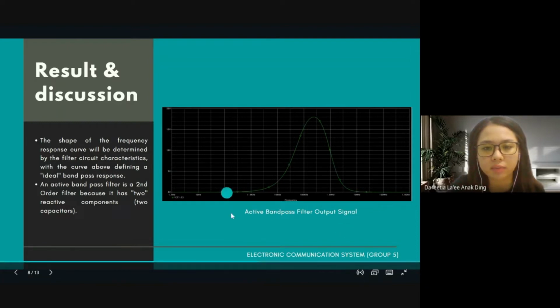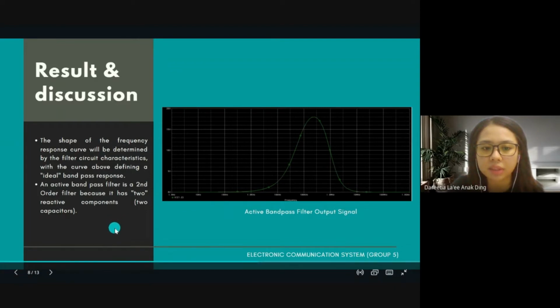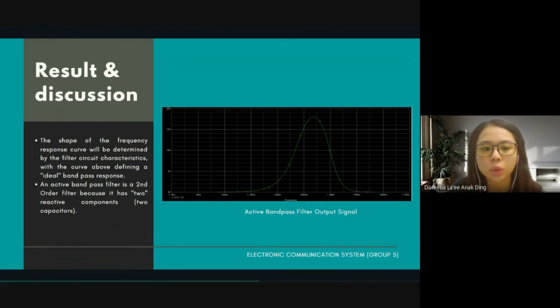So as you can see from this slide, this is the output signal of the active bandpass filter that our group conducted. And in the previous slide, our teammate, Imad Yusuf, explained in detail about the circuit. The shape of the frequency response curve will be determined by the filter circuit characteristic, with the curve above defining an ideal bandpass response. An active bandpass filter is a second order filter because it has two reactive components, which is two capacitors. So proceed to the next slide.